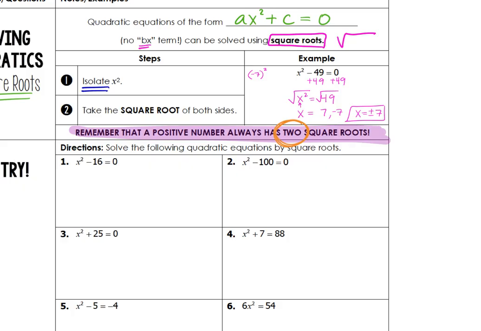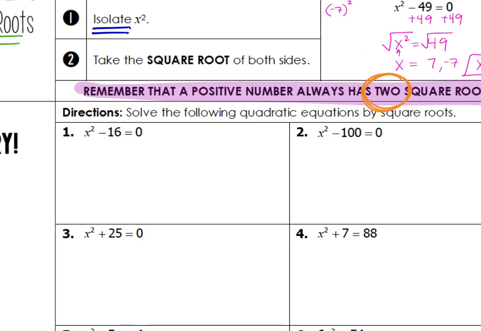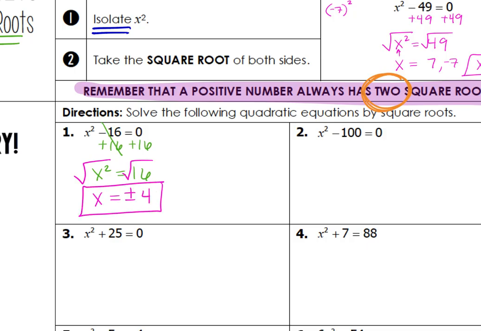All right, so look at number 1. X squared minus 16 equals 0. What's your first step? Plus 16. Add the 16 to the other side. So now it's x squared equals 16. What's your next step? Square root. So square root both sides, and you get x equals, be careful, what does x equal? Plus or minus, okay? When you square root both sides, write that plus or minus right away. The square root of 16 is 4, so we're done.